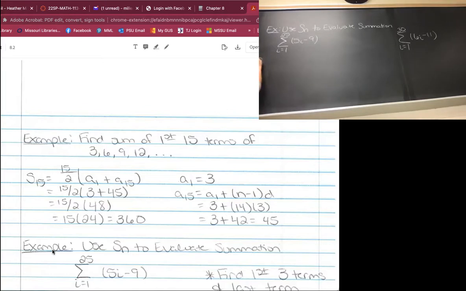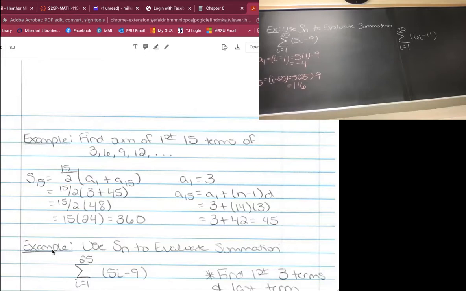So the first term, that's a of 1, would be when i is 1, because that's our starting point. When i is 1, we have 5 times 1 minus 9, which equals negative 4. Our last term in this case is a 25. That's when i is 25. So in this case, we have 5 times 25 minus 9, which equals 116.